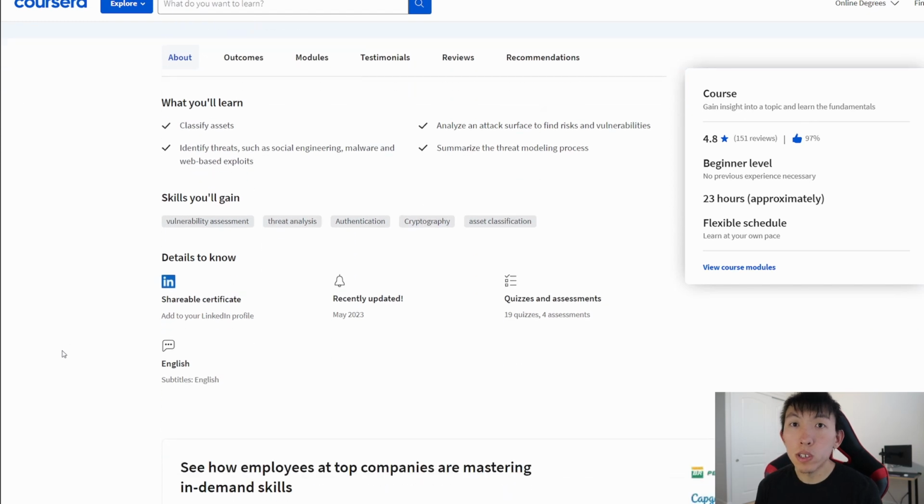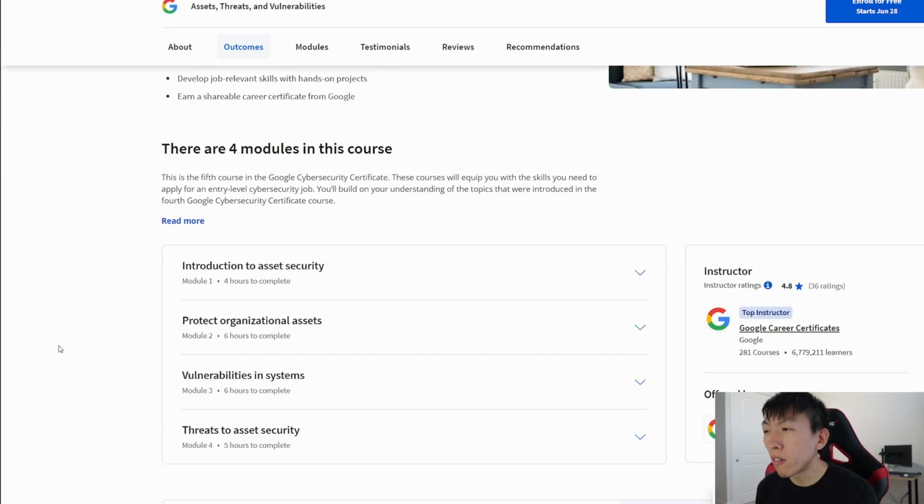Assets, threats, and vulnerabilities. This course will introduce you to encryption and how to handle and protect your assets. You will learn about vulnerabilities and the importance of patching, as well as the threats that exist in cybersecurity.